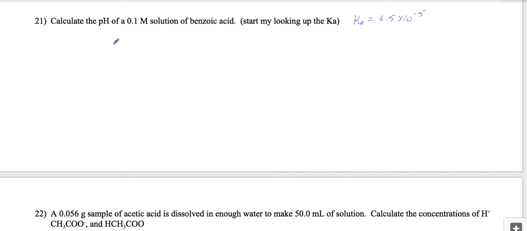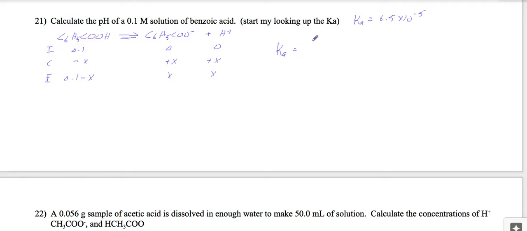My benzoic acid equation is C6H5COOH, and that splits up into the benzoate ion and now we can set up our ice table. We have an initial concentration of 0.100. We end up with an equilibrium of 0.1 minus x, x, x. This is plus x, minus x. Now we can set up our equilibrium expression.